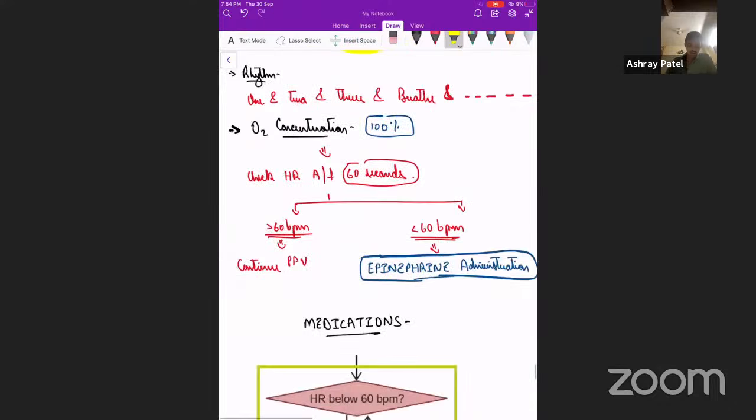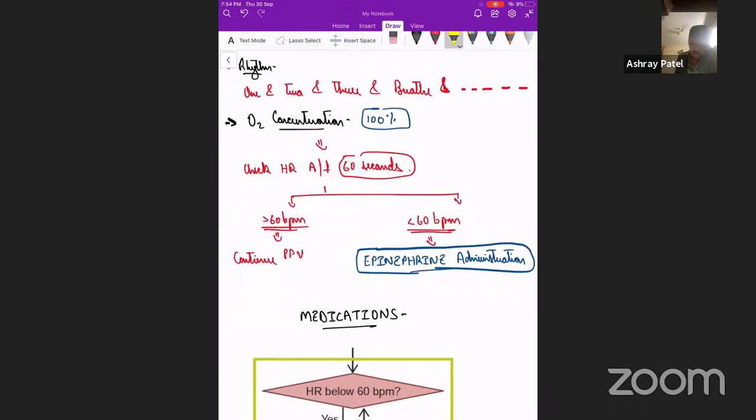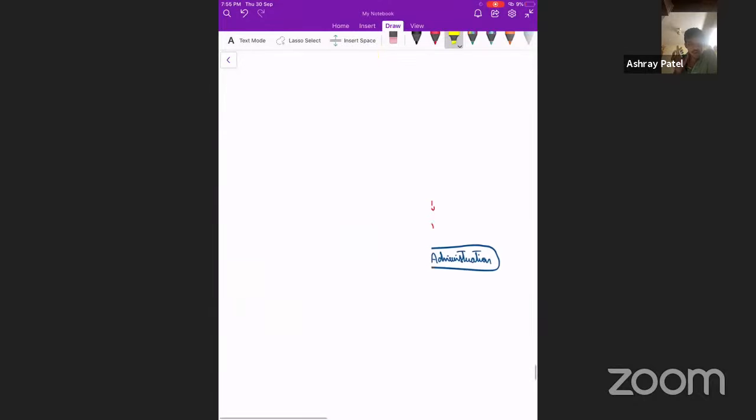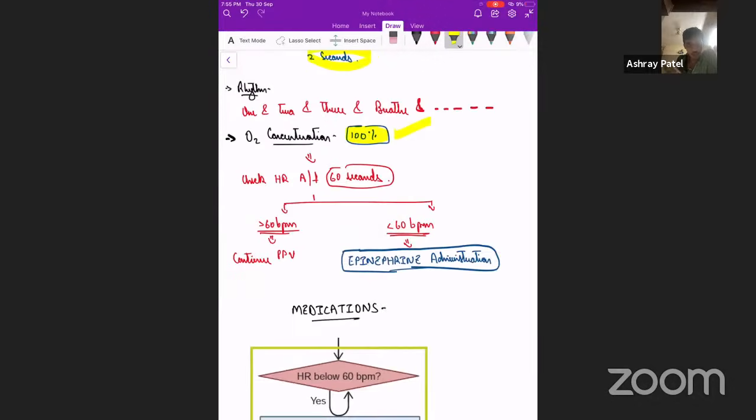Fine. Next is, what is the oxygen concentration? As soon as we start giving chest compression, our oxygen concentration, which was 21% for term and 21 to 30% for preterm babies, should increase to 100%. Okay, so now we are done. We have given effective chest compression along with positive pressure ventilation. Next, what do we do?